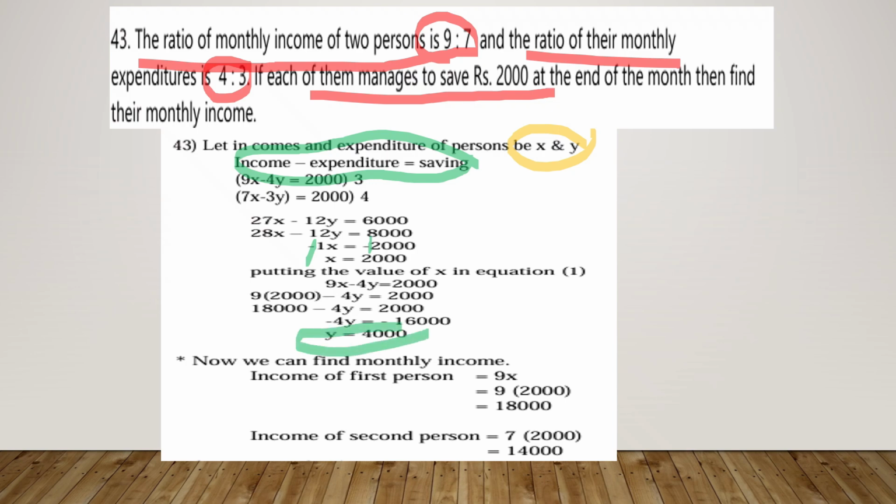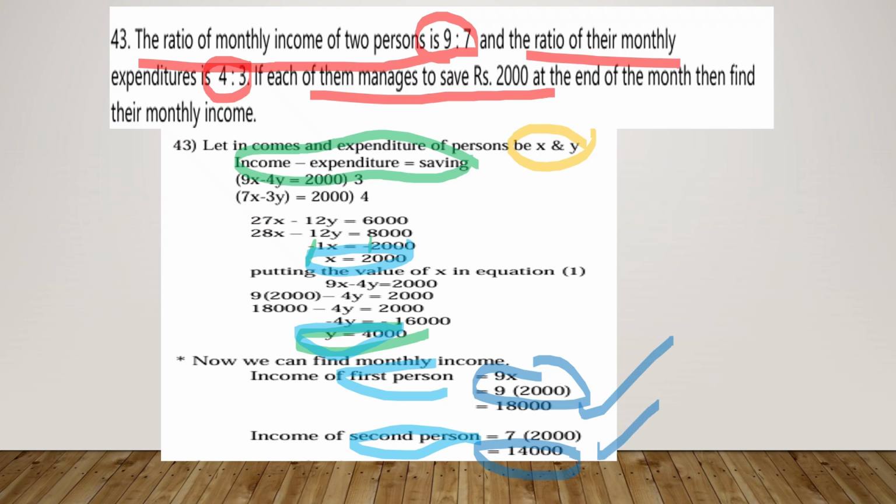So by this problem, I have to calculate the income of the first person and the second person. I have taken the first person as x, second person as y. Now whatever answer you got, that is x is equal to 2000 and y is equal to 4000. If you substitute, you will get the actual amount. So 9 into 2000 is 18,000, it is the income of the first person. Income of the second person is 7 into 2000, that is 14,000. So you will get 18,000 and 14,000 as the income of the first and the second person.